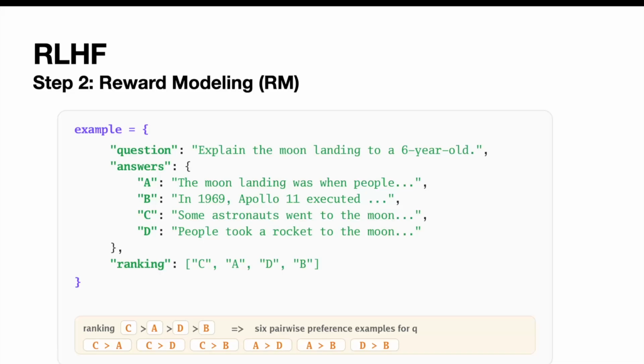From this ranking, we can construct pairwise preference examples. Since there are 4 answers, we get 6 pairs. C is preferred over A, C is preferred over D, C is preferred over B, A is preferred over D, A is preferred over B, and D is preferred over B. These pairwise comparisons are the training data we will use to train the reward model.